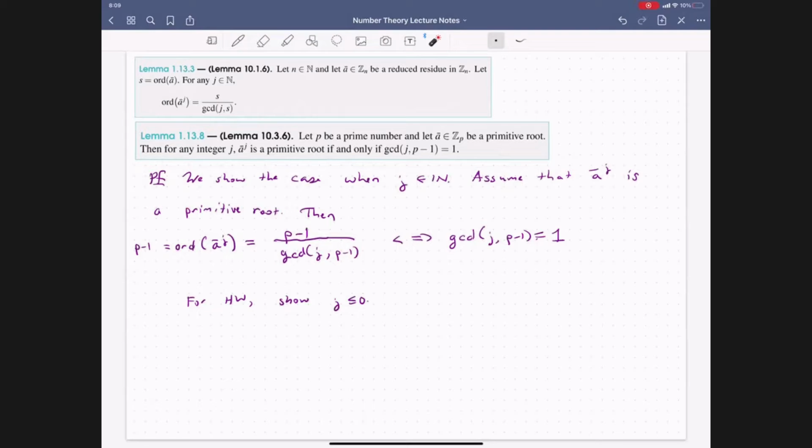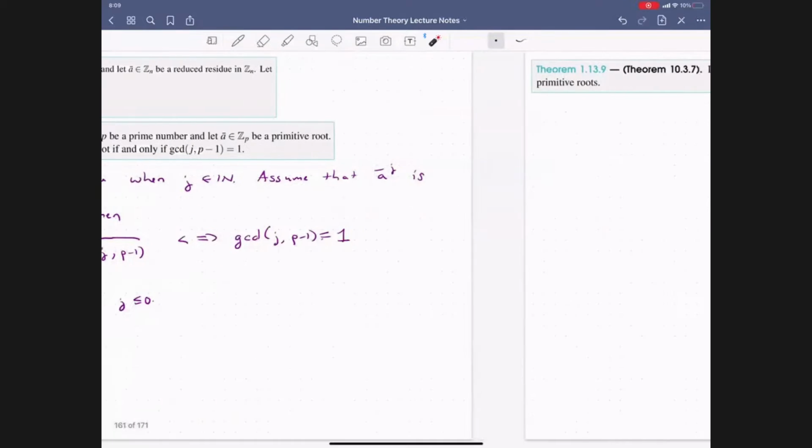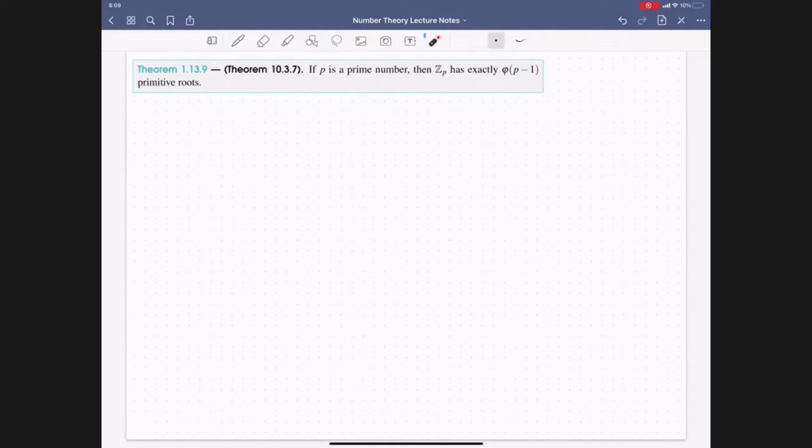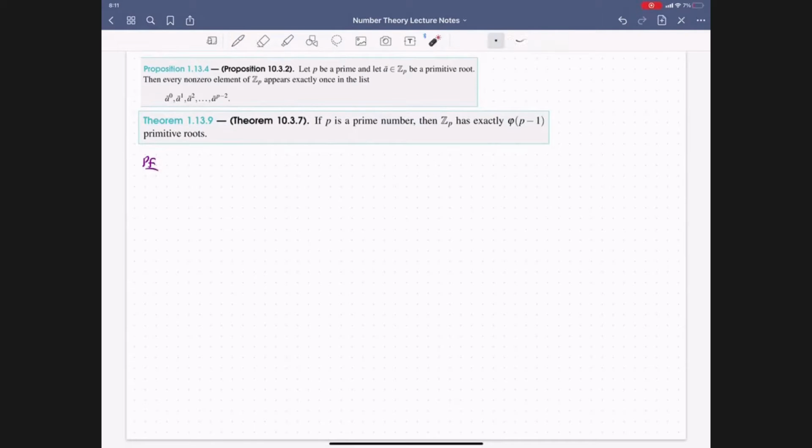But for our purposes, the case when j is a natural number will suffice for proving the next statement, which is the one that tells us exactly how many primitive roots there are for the integers modulo p. And the great thing is we have already done the heavy lifting. So I just went ahead and added a statement that we are going to need to prove this. So by the primitive root theorem, there exists a bar in the integers modulo p such that a bar is a primitive root.